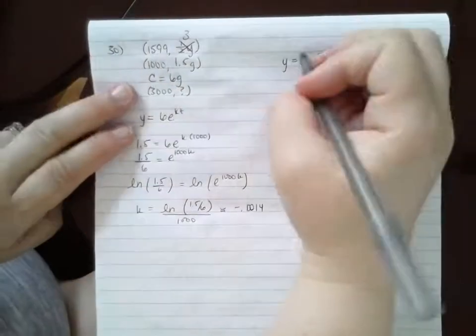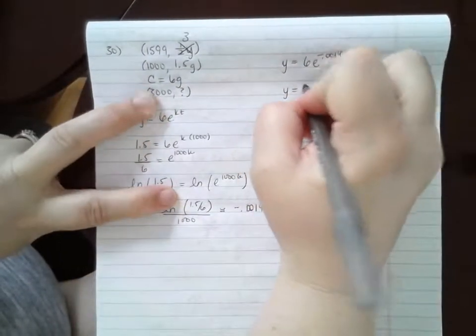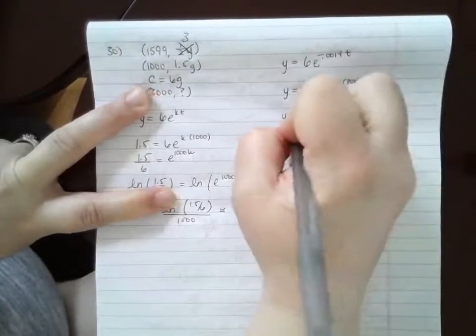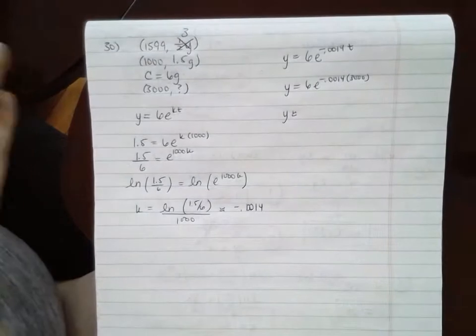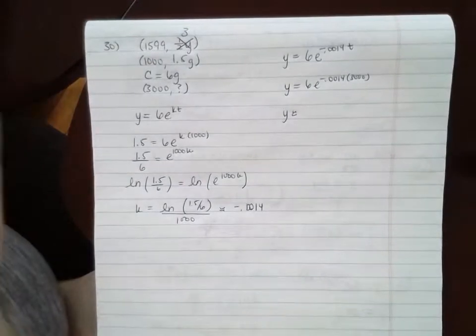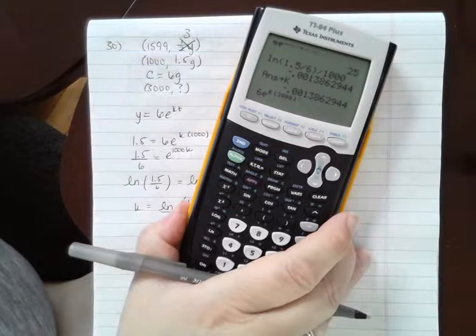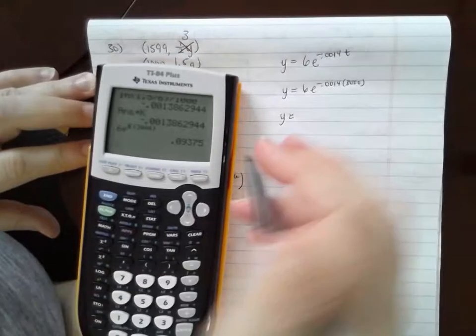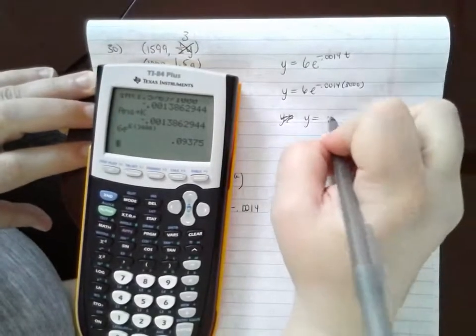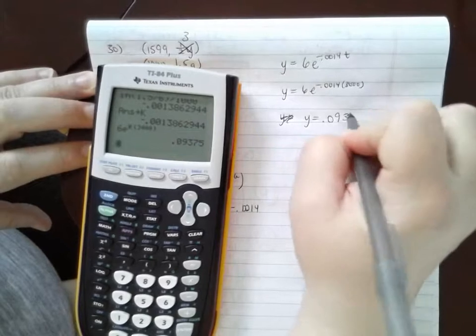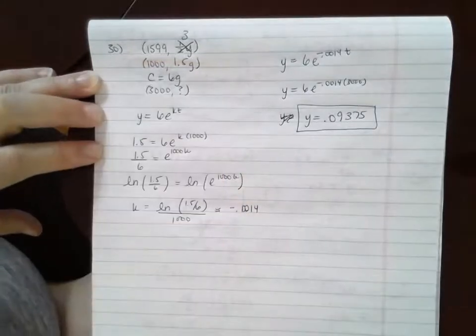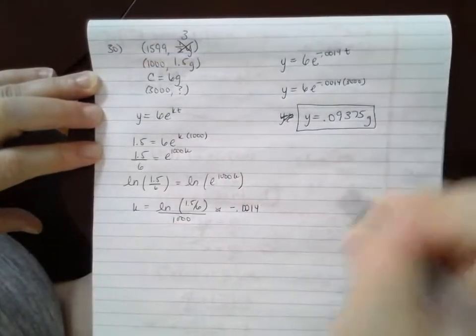So now if I'm trying to figure out the value at 3,000 years, I plug in 3,000. You can see that now that that's stored, I can type in 6e to the k times 3,000, and I get an exact answer again. 0.09375. Make sure we answered the question. How much will remain? That's how much will remain, that many grams.